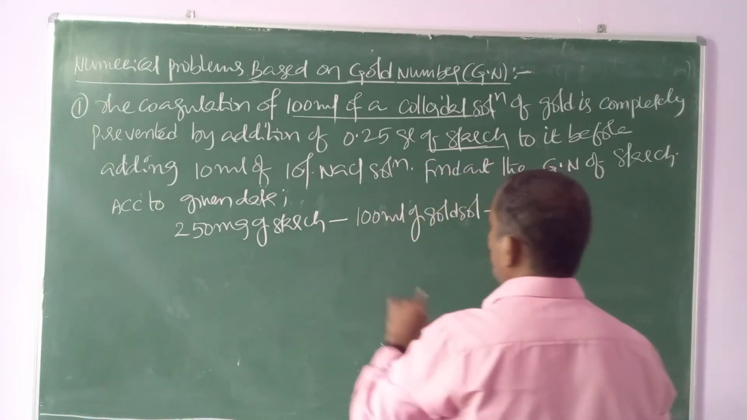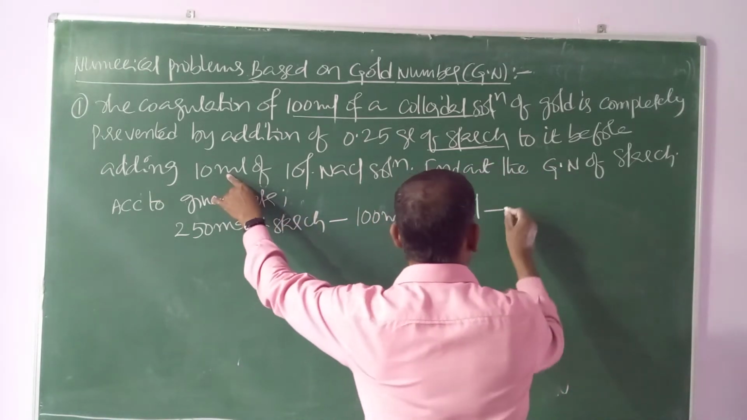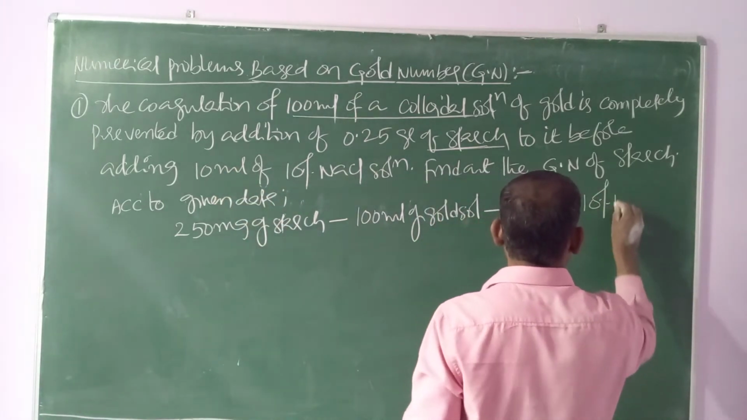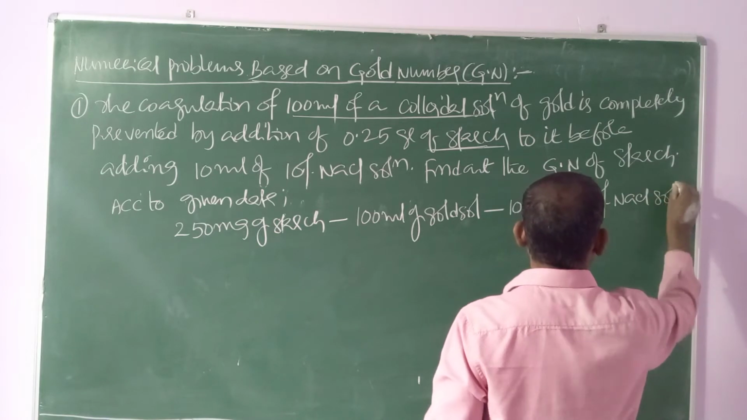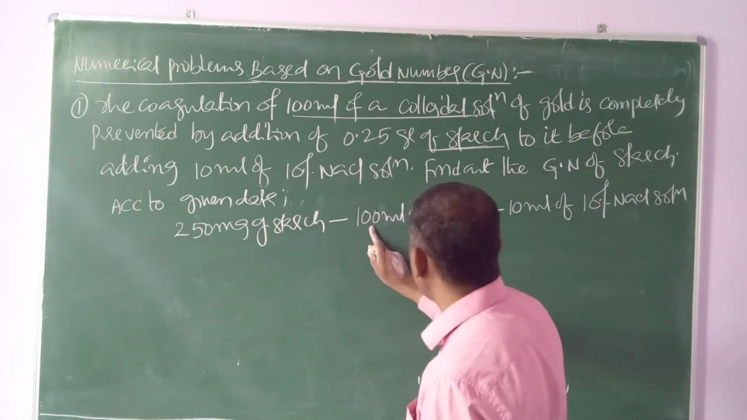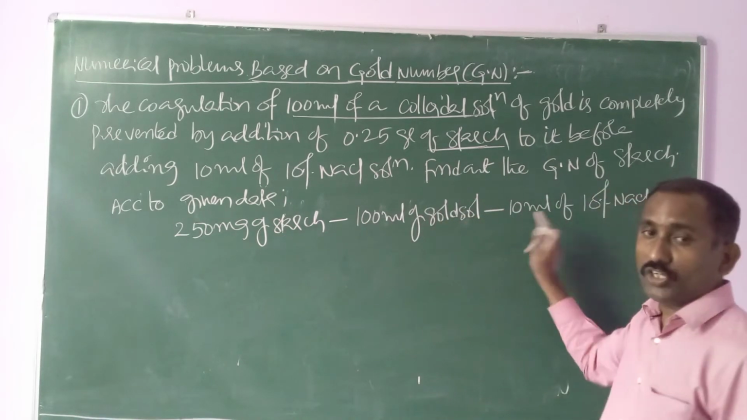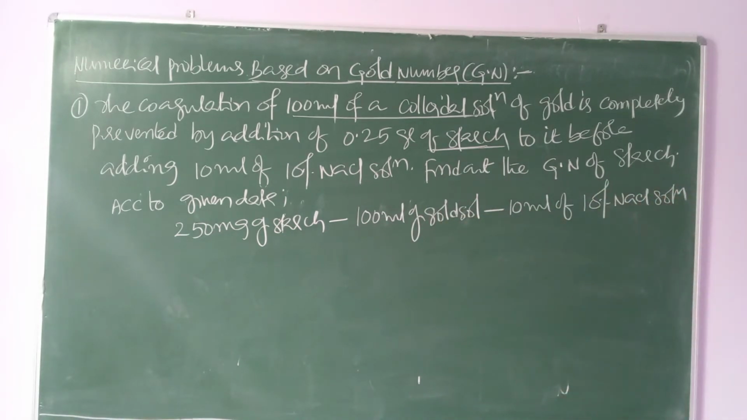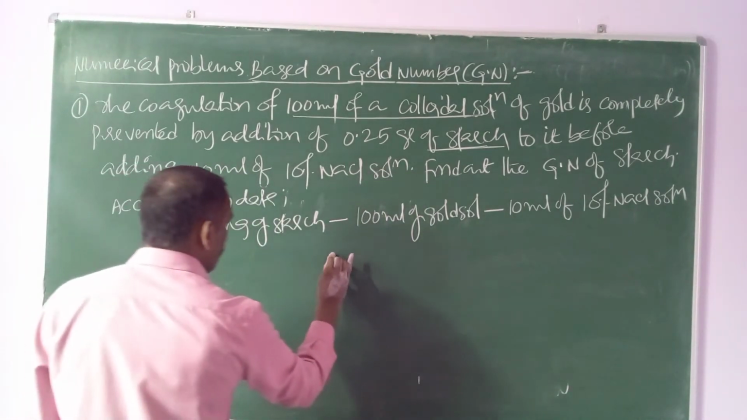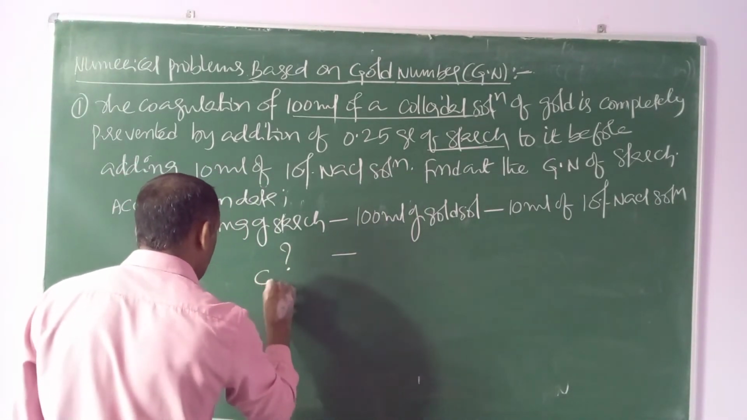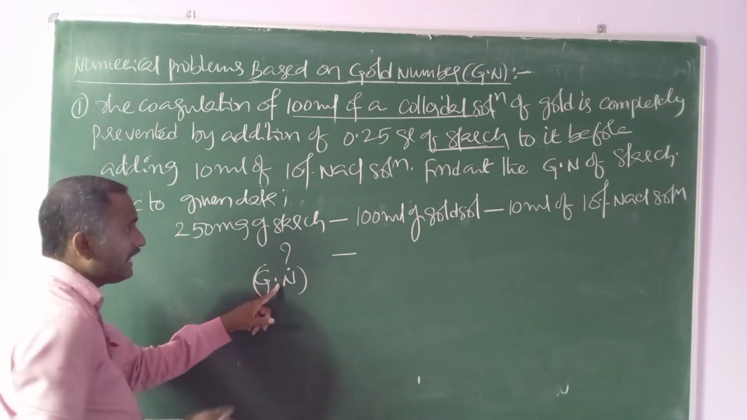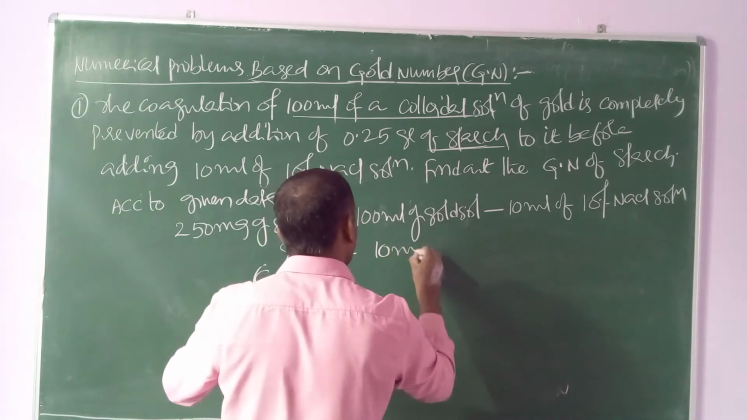This is added before addition of 10 ml of 10% NaCl solution. This is the given data. So 250 milligrams of starch is added to 100 ml of gold sol before addition of 10 ml of 10% NaCl solution. Now according to the definition of gold number, how many milligrams of starch should be added for 10 ml of gold sol?